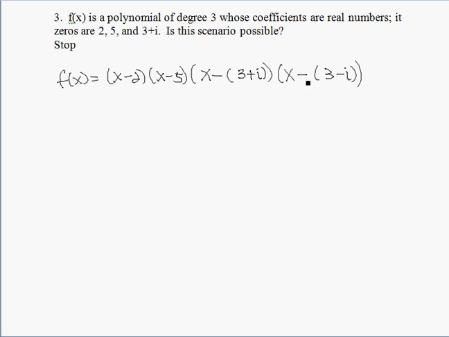Well, by adding in that complex conjugate there, we lose the fact that it's a third degree polynomial. I've now created a fourth degree polynomial. So therefore, is this scenario possible? No, because the complex conjugate will make it a fourth root.